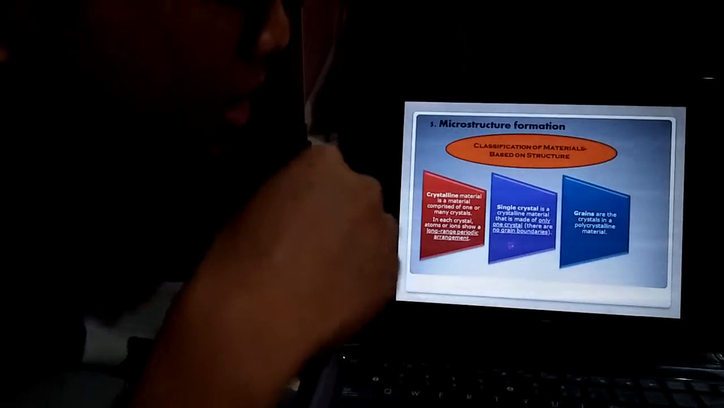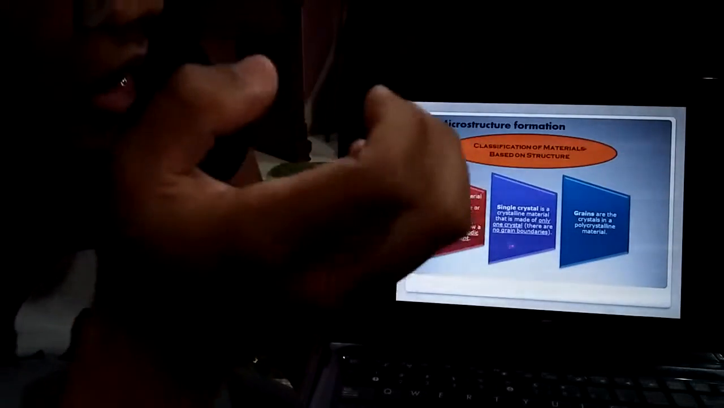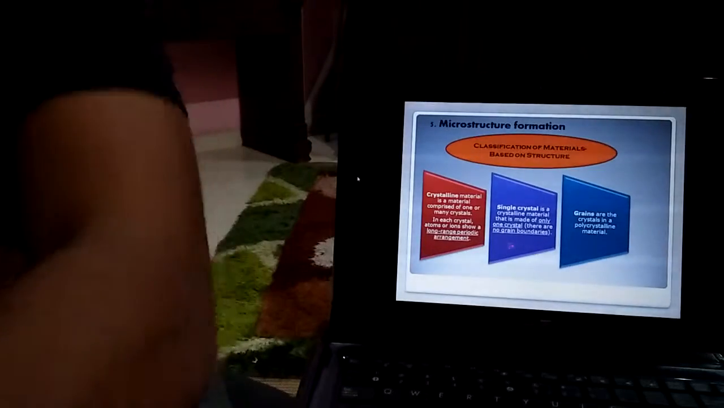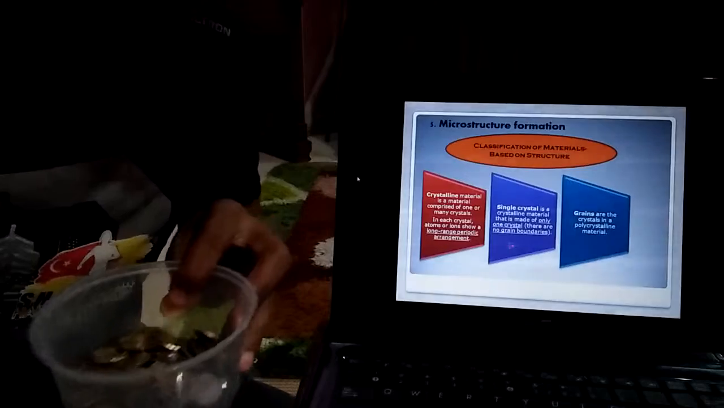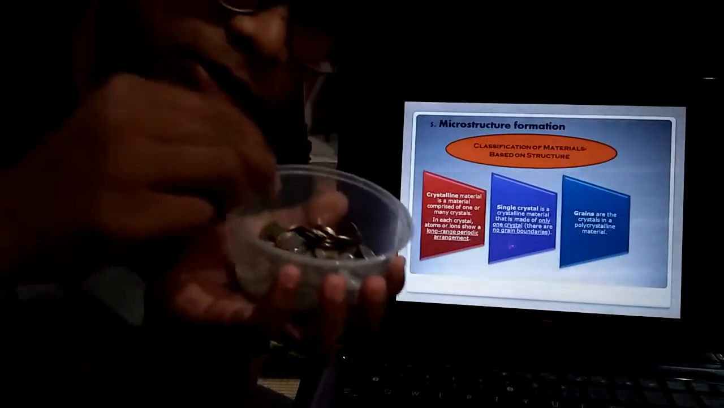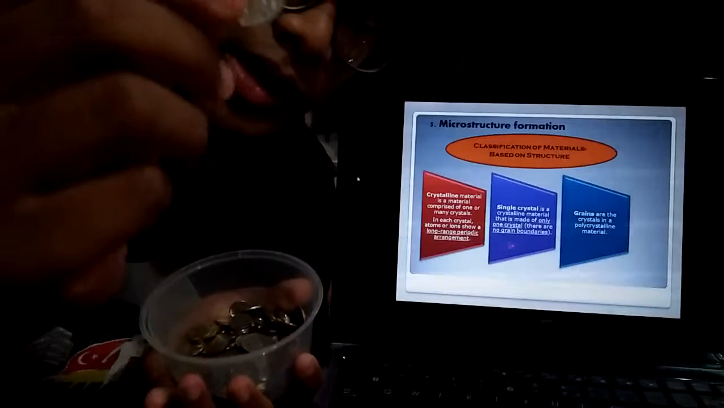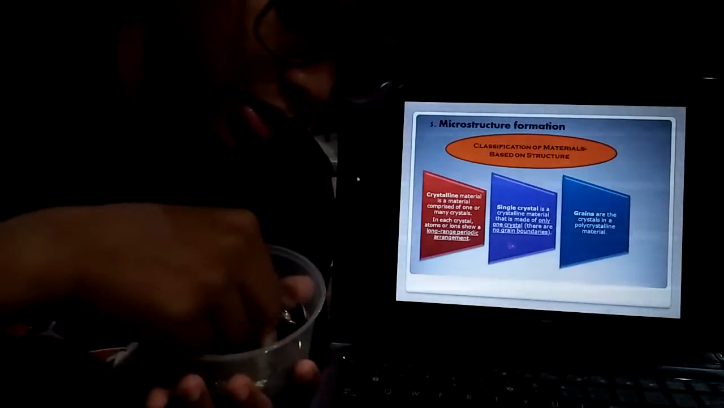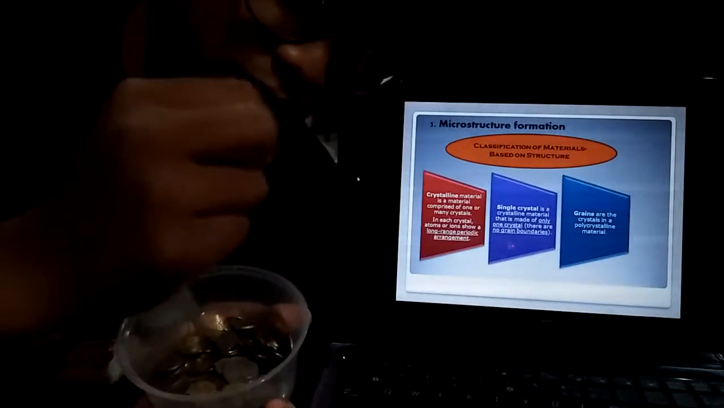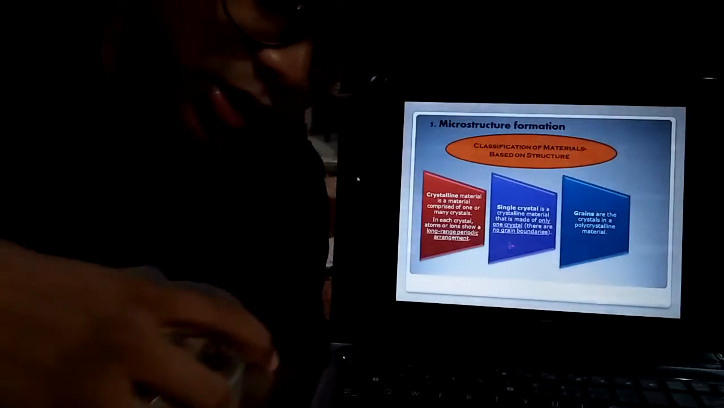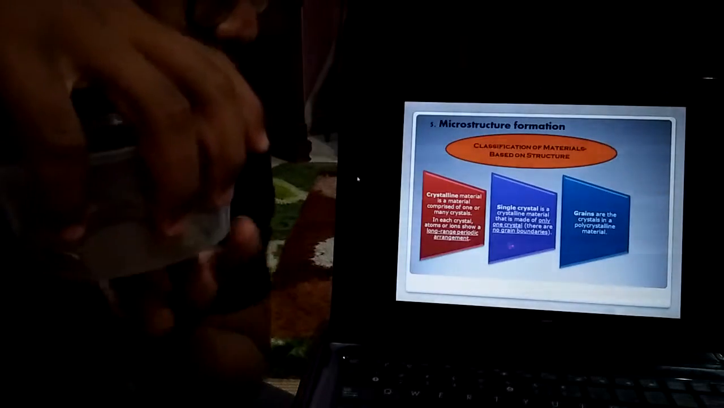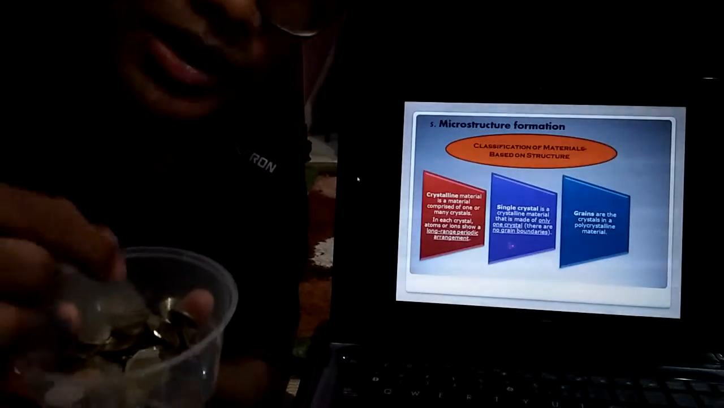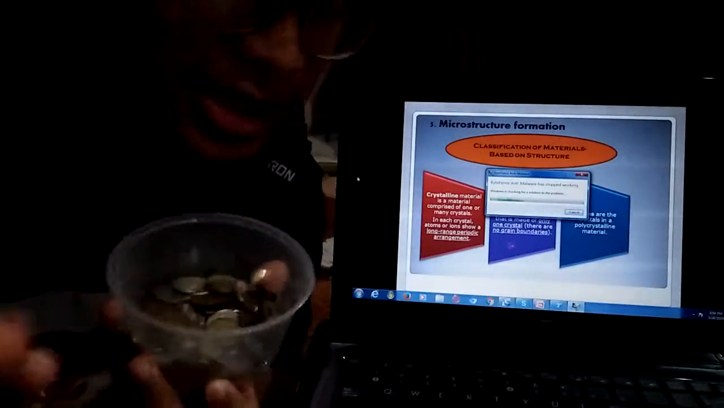Okay, crystalline material is a material comprised of one or many crystals. So you can imagine there are a few types of shillings in here. 20 cents is one crystal, 10 cents is one crystal, and 50 cents is another crystal. So we have three types of crystal. So when we have many crystals in here, this is crystalline material because it consists of many crystals. So that is the example.